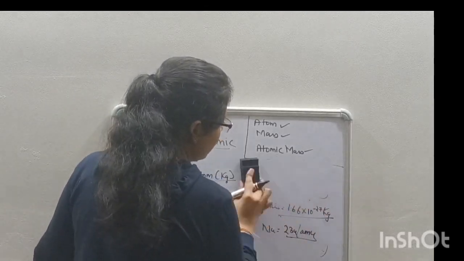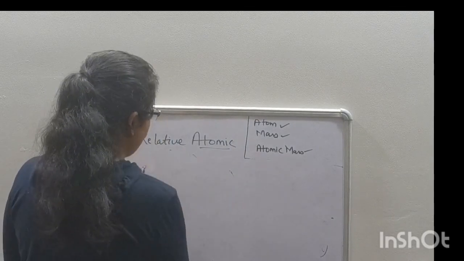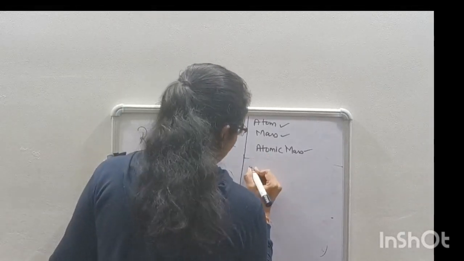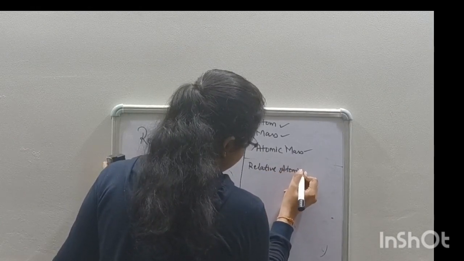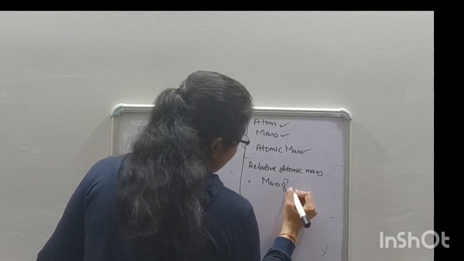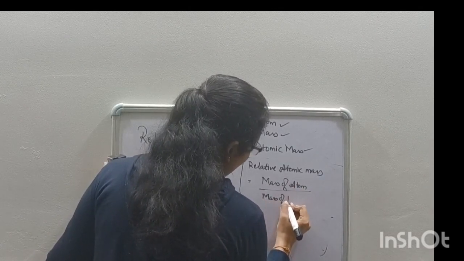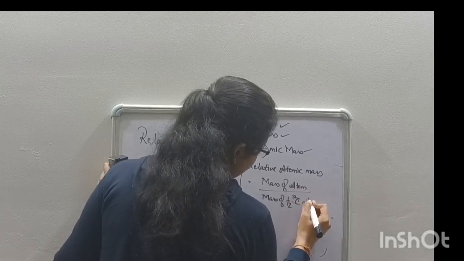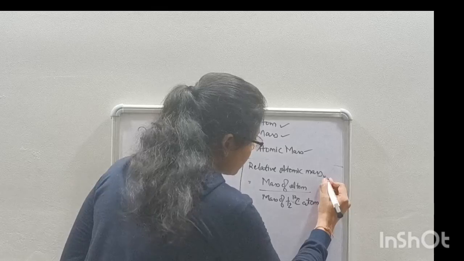Now add some more things to the list of what we have, and congratulations to you guys that you have learned more topics. Now we know what relative atomic mass is. Relative atomic mass is the mass of an atom divided by the mass of 1/12 of the carbon 12 atom. This is the relative atomic mass, and what does it tell us?